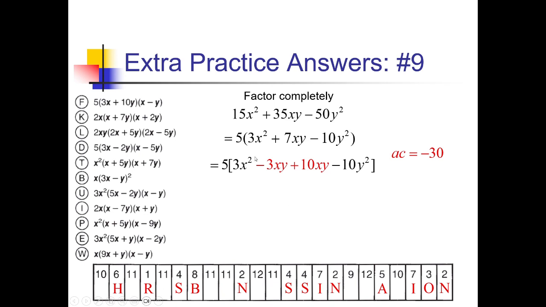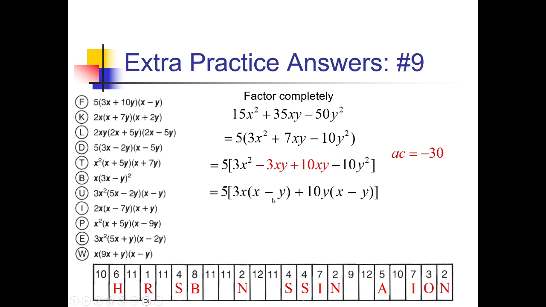Now that I have 4 terms inside here, I can use some grouping. So I bring down that 5 that I took out in the beginning, don't want to lose that. And now for my first 2 terms, I can take a 3 and an x out of those, leaving me with an x minus y. For the next terms, I can take out a 10 and a y, leaving me with an x minus y.